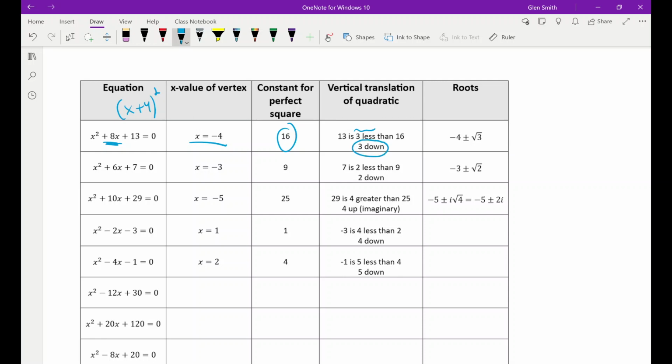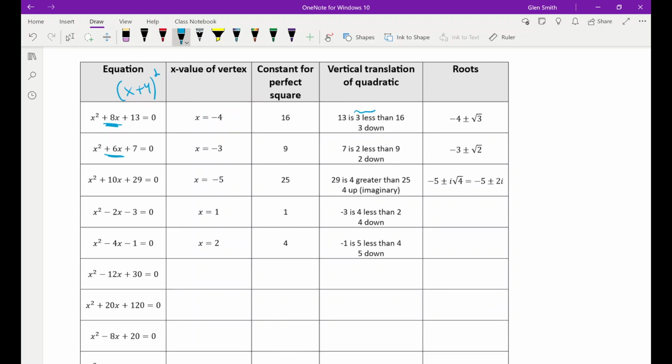So the roots must be negative 4 plus or minus the square root of how far down I moved it, which is root 3. For the next one, the plus 6 lets you know it's going to become the plus 3 squared, which is 3 left. That's x minus, or x is negative 3, right? That turns into this over here. A perfect square says this should be 9 when we square it out, but it's not. It's a 7. It's 2 less than what it's supposed to be if it was a perfect square, so it must be 2 below it. So it's negative 3 plus or minus root 2.